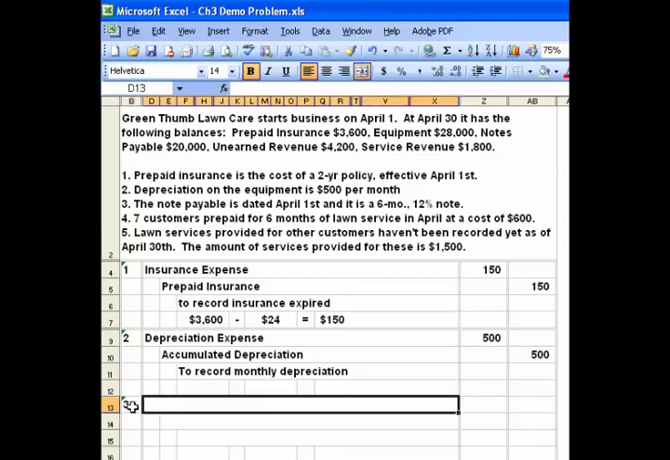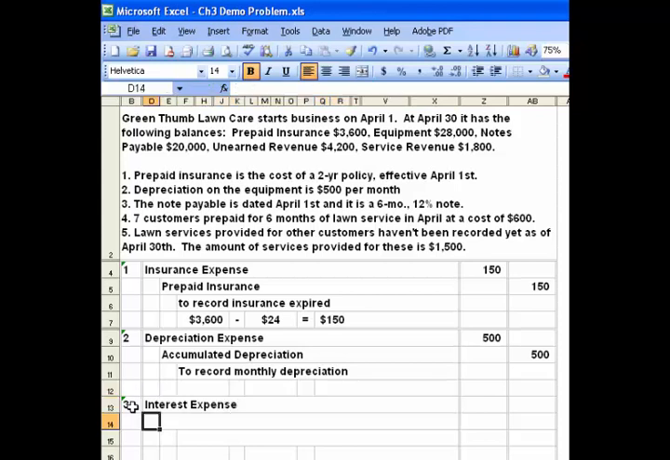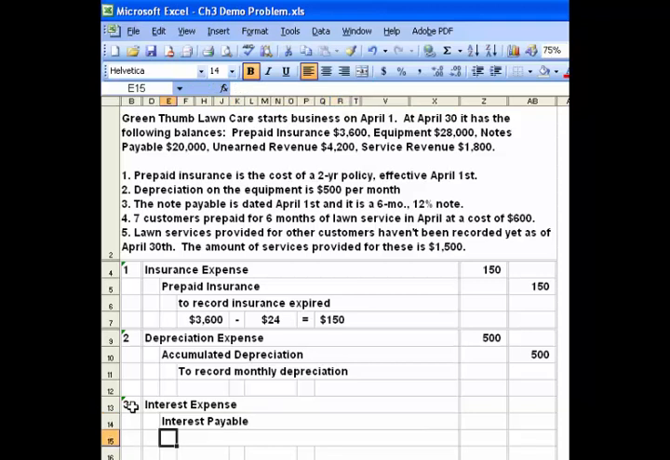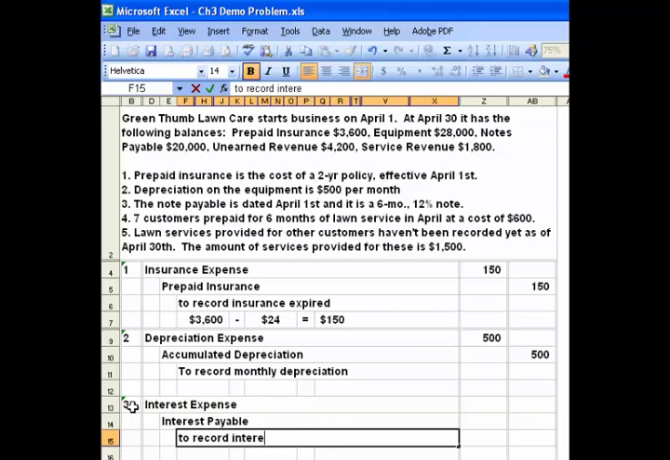On the third entry, we know we need to debit interest expense. It's a 6-month 12% note, so we will need to credit interest payable, which means we are recognizing the liability that we owe the money, but we do not have to pay it until the end of the 6-month period. And we would label this to record interest expense on the notes payable.